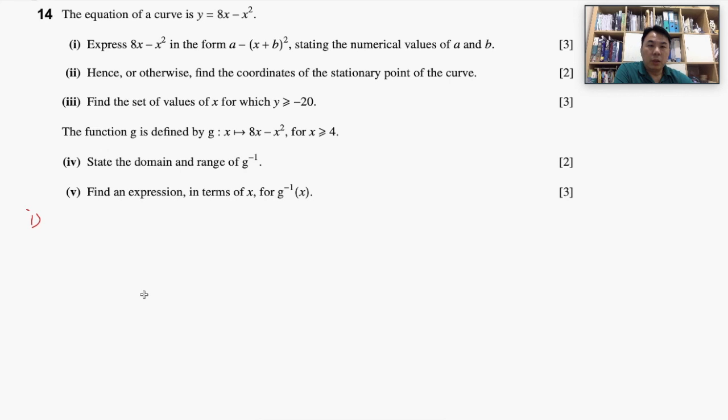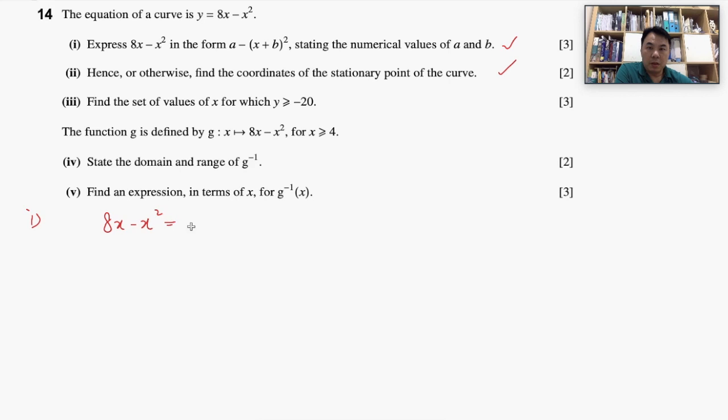All right, now another quadratic equation. So it's more simplified. Work out the completing the square form, and then hence or otherwise find the coordinates of the stationary point. We can work this one out and straight away obtain its stationary point. Then find the set of values of x for which y is greater than -20.